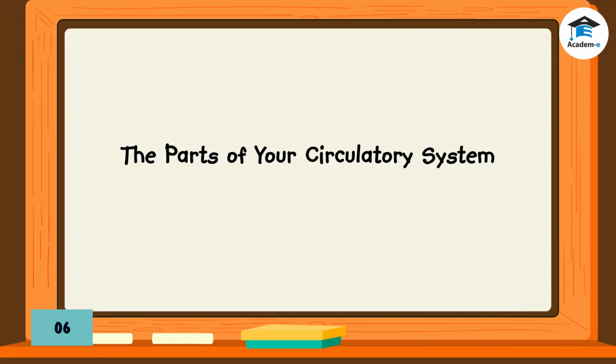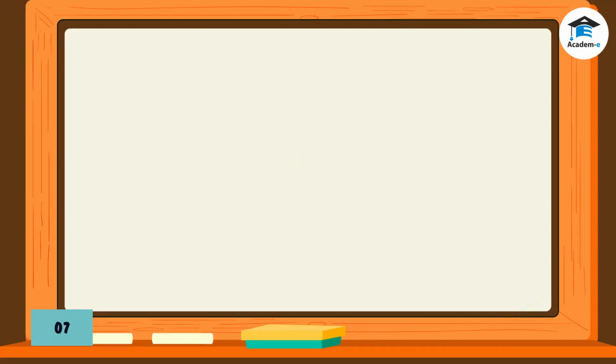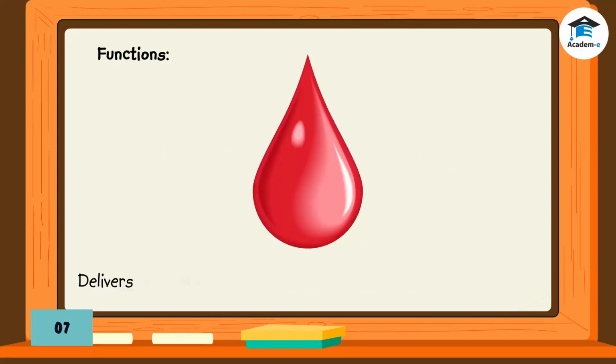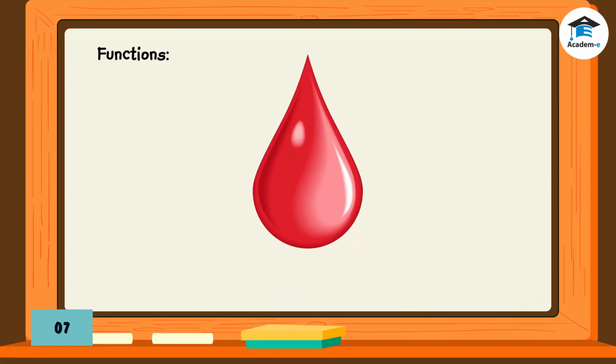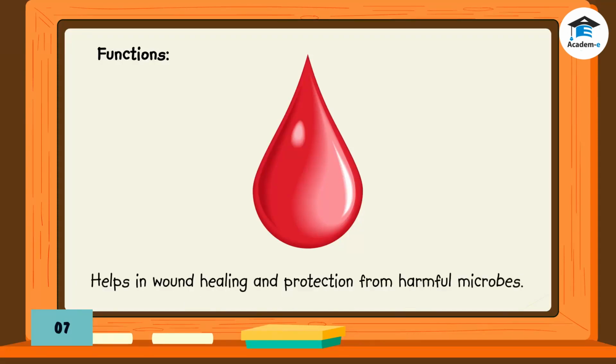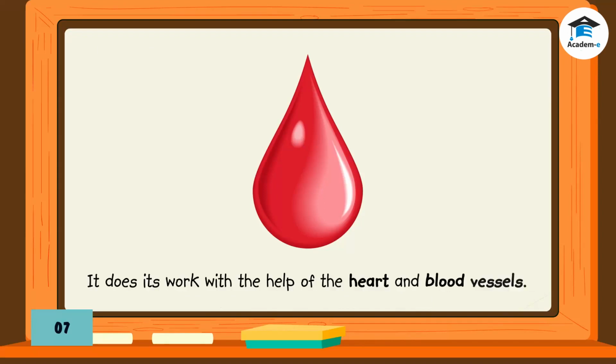The parts of your circulatory system. Blood. The blood delivers nutrients and oxygen to different body parts and collects their waste materials like carbon dioxide. It also helps in wound healing and protection from harmful microbes. It does its work with the help of the heart and blood vessels.